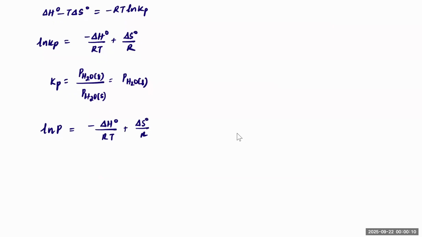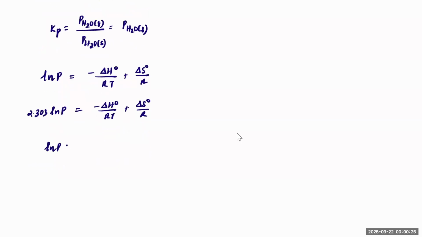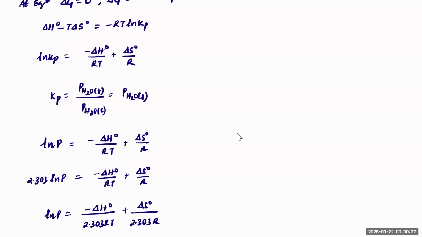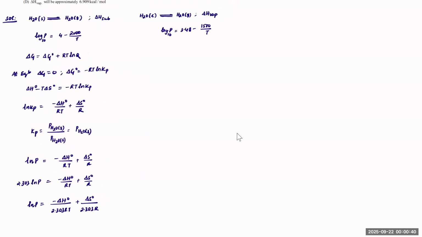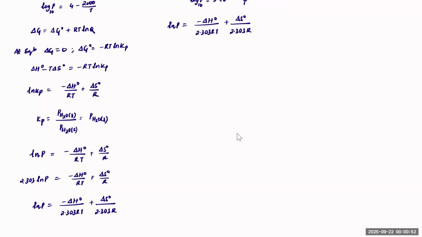Now let me write this in log. Ln can be written in log as 2.303 log P is equal to minus delta H naught by RT plus delta S naught by R. So if I take the 2.303 to the right hand side, that will become minus delta H naught by 2.303 RT plus delta S naught by 2.303 R. This is log P. Now, this is a derived formula which we are supposed to use. I could have used this directly as a formula, which we will do in equilibrium, but since we do not know how we got that, that's why I derived everything.